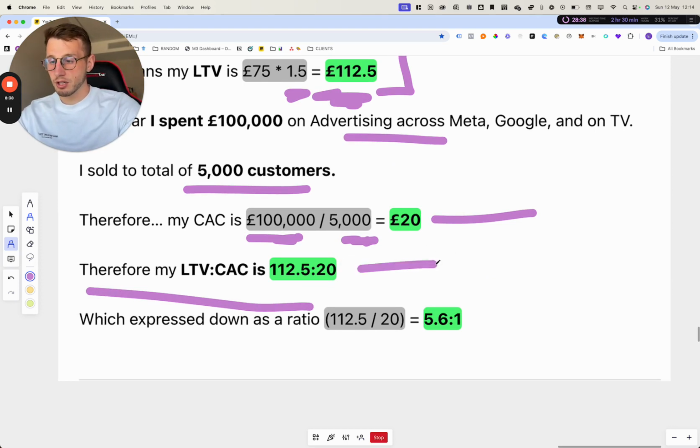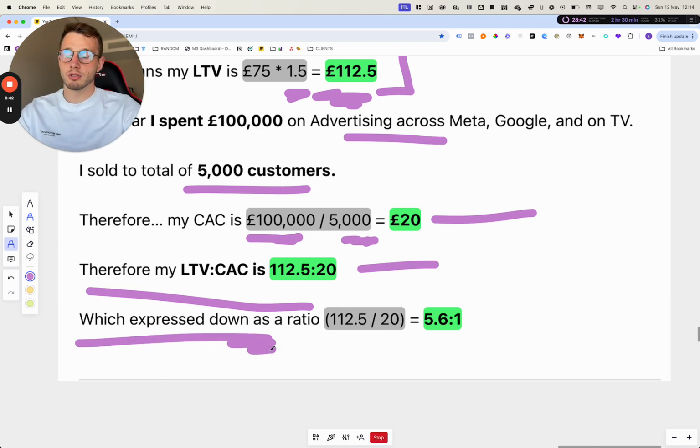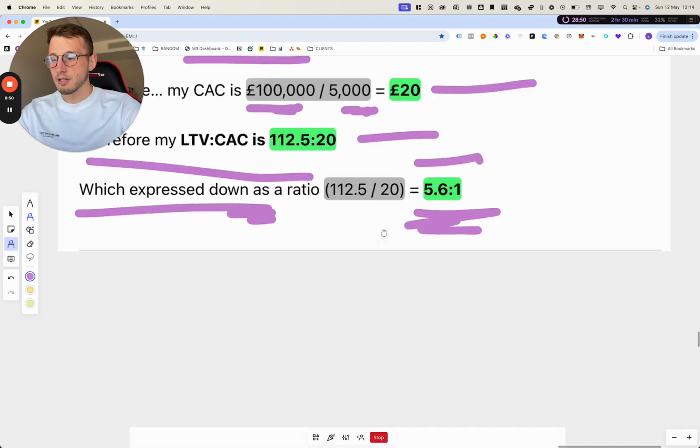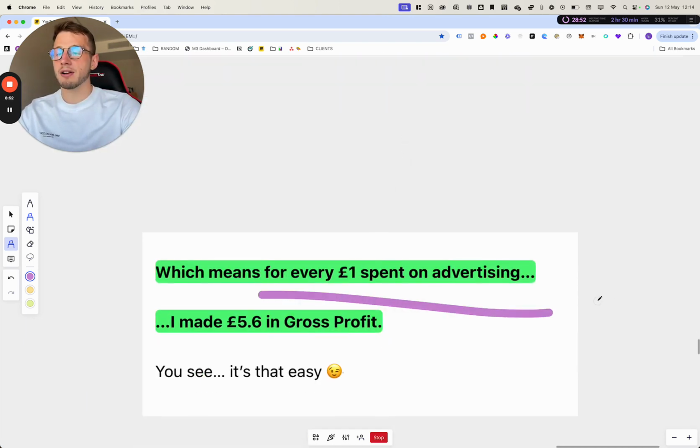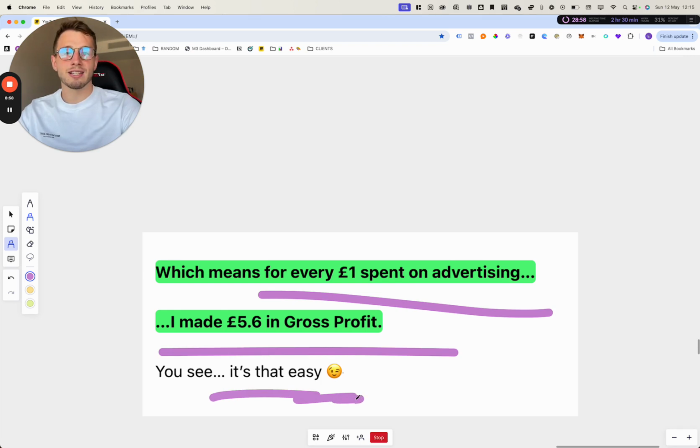So to then express this as the ratio, it would be the £112.50 lifetime value over the £20 customer acquisition cost, which gives me 112.5 over 20. We just do some quick maths, express it as a ratio by just dividing them, and it means I've got an LTV CAC of 5.6 to 1. So what this tells me is for every £1 I spend on advertising, I make £5.6 in gross profit. You see, it's really that easy.